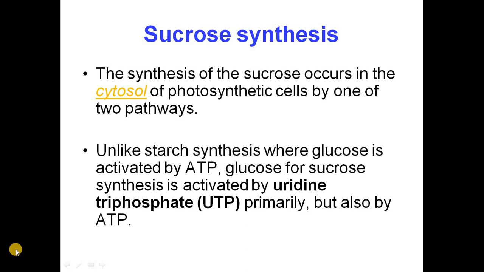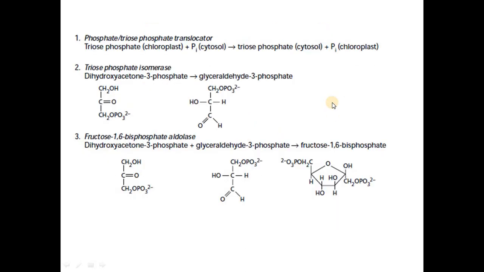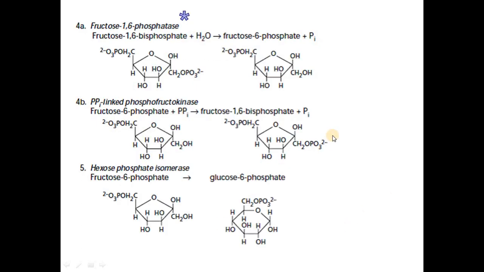Okay, so with the sucrose synthesis. So the sucrose synthesis compared to starch is happening in the cytosol. Okay, so that is very important. Now, the steps that are happening are pretty much very similar. The only point is right here, where fructose 1,6-phosphate is being made.